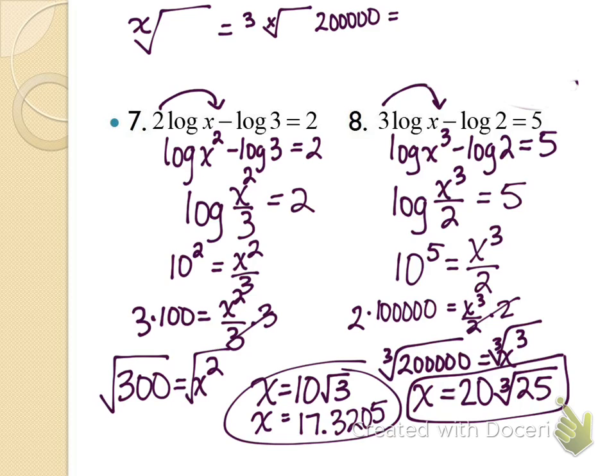So I would type in a 3, second caret, and then enter in my 200,000. Press enter. We would get 58.4804. So I would also accept that as an answer on number 8. It's just not my preferred answer, but I would accept it.